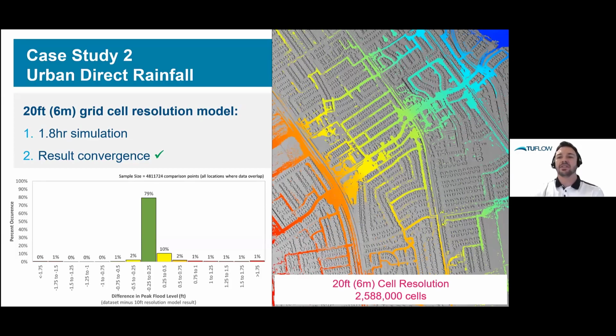Here we have the 6 meter resolution result. And you'll see that image on the right, it didn't change dramatically. And also that analysis of the peak water level results is displayed on the left there. And we're getting around about 80% correlation with that finest resolution simulation. This model though ran, instead of in 9 hours, in 1.8 hours, a whole lot quicker.